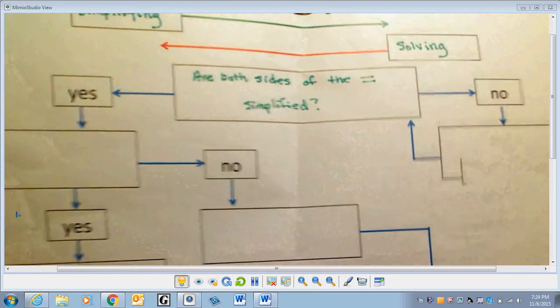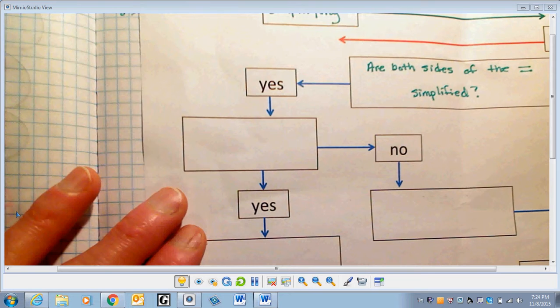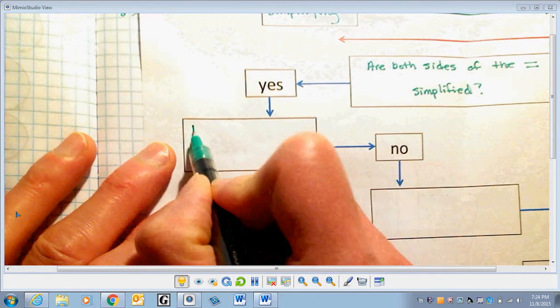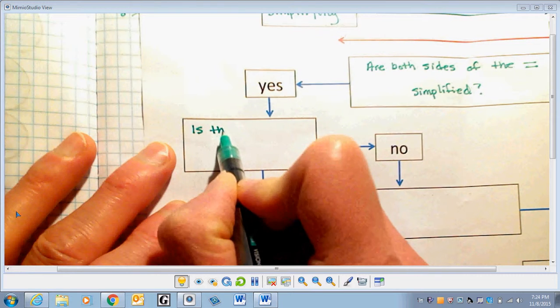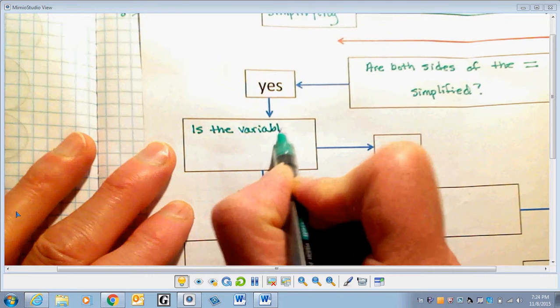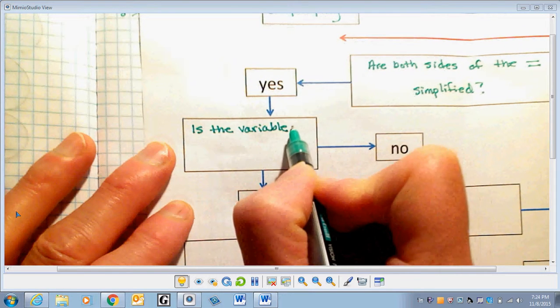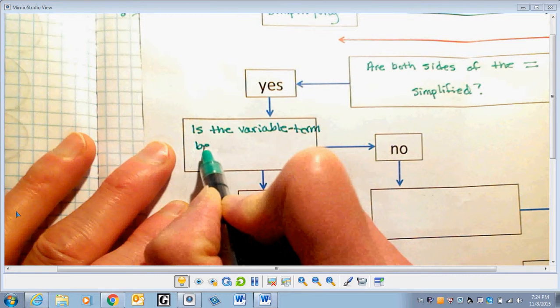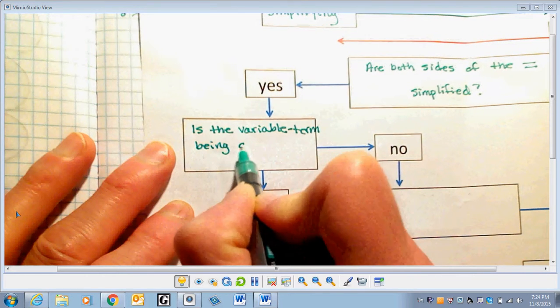So then I'm going to ask myself this next question: is the variable being grouped? I'm going to call it the variable term. Is the variable term being grouped?